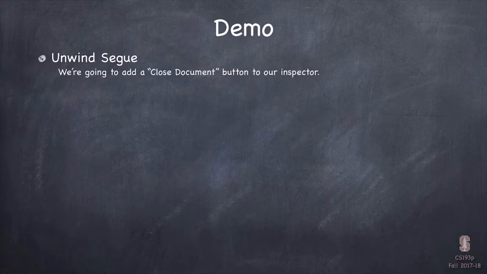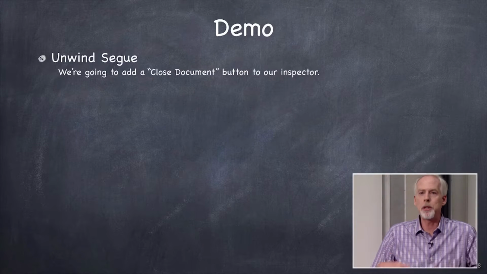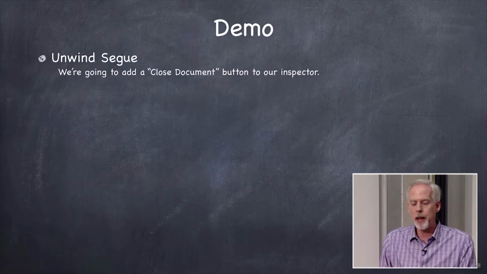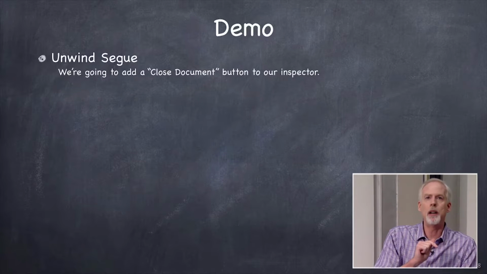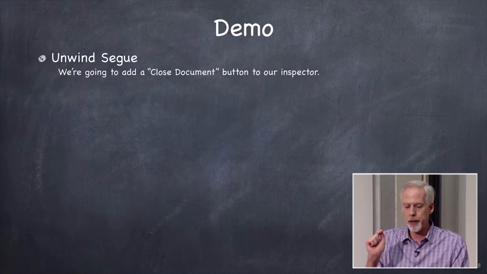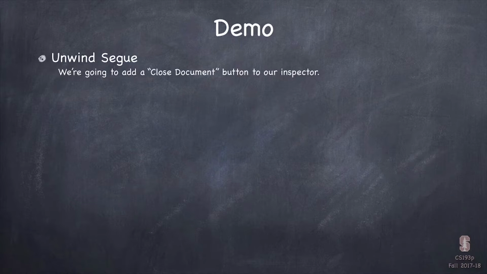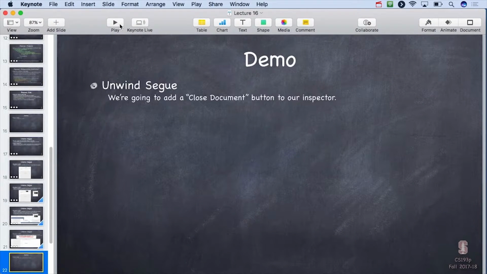What are we going to do for this? I'm going to add a close document button to our inspector. So, right, we're inspecting the document, and what if I just want to close it right away? Right now, I have to return the document and then hit done. But it'd be cool if I could just, in the inspector, say, close this document. Go right back to the document chooser. So that's what we're going to do.